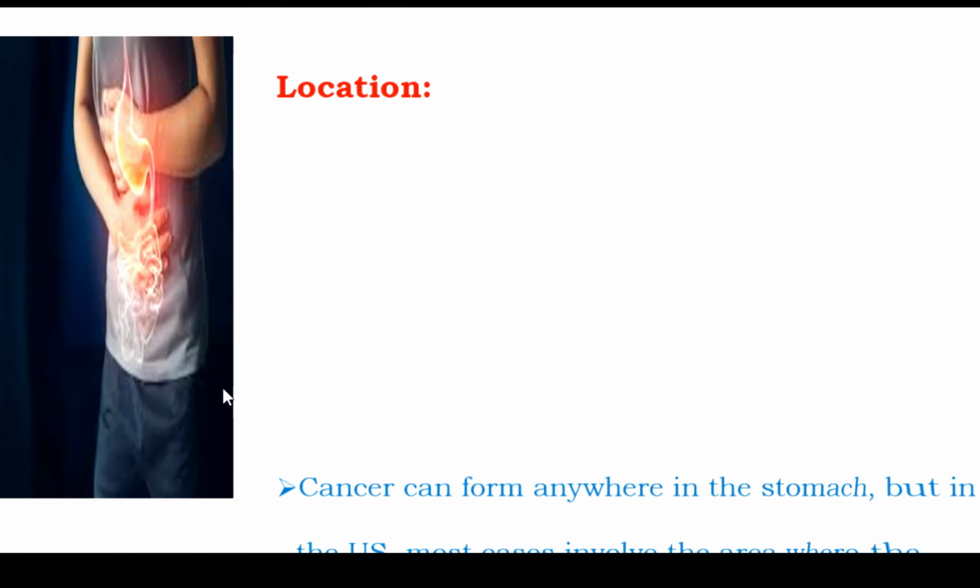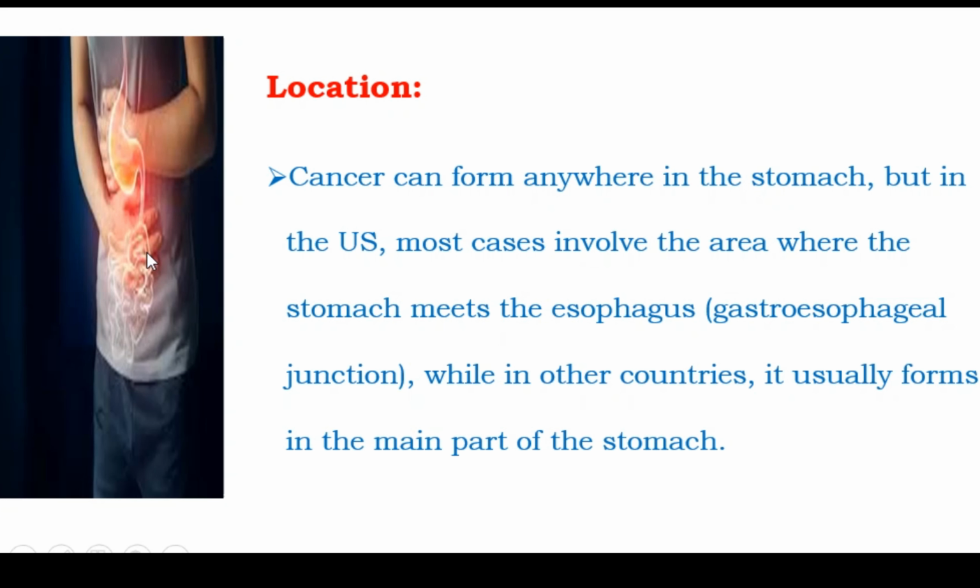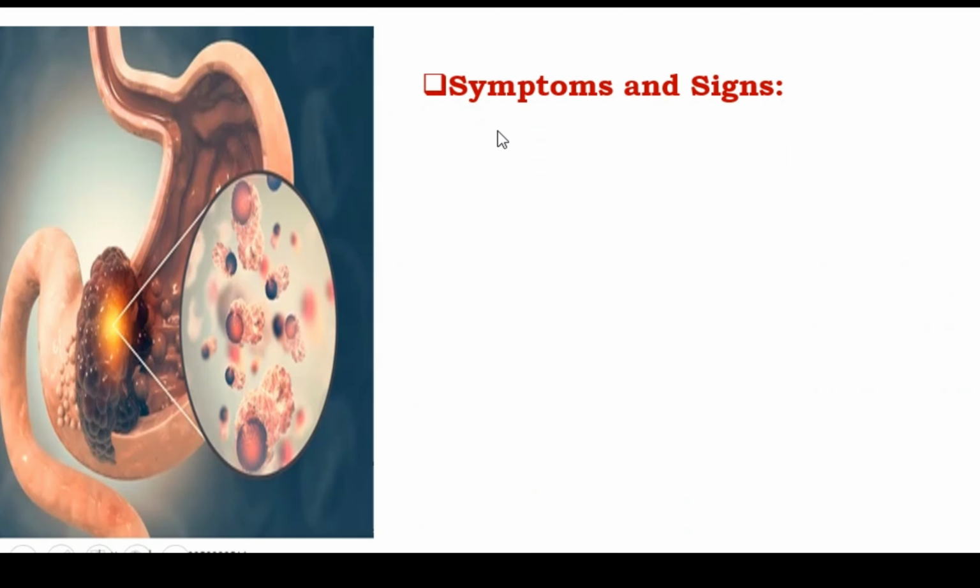Now let us see the location of gastric CA. Cancer can form anywhere in the stomach, but in the USA, most cases involve the area where the stomach meets the esophagus, the gastroesophageal junction, while in other countries it usually forms in the main part of the stomach. Symptoms and signs of gastric CA.